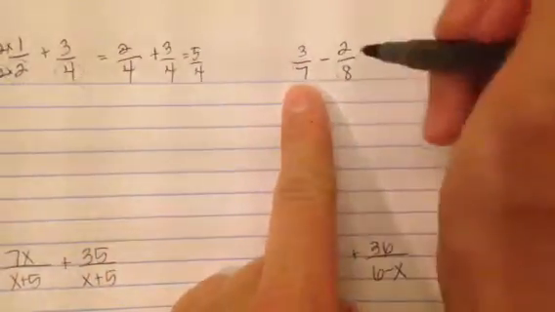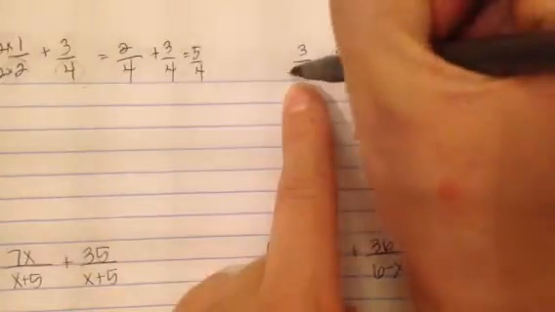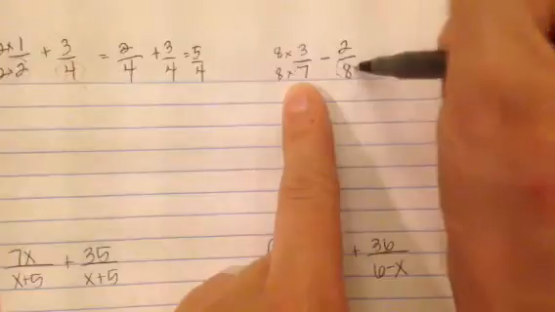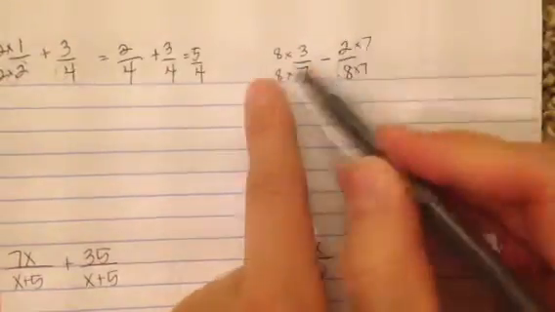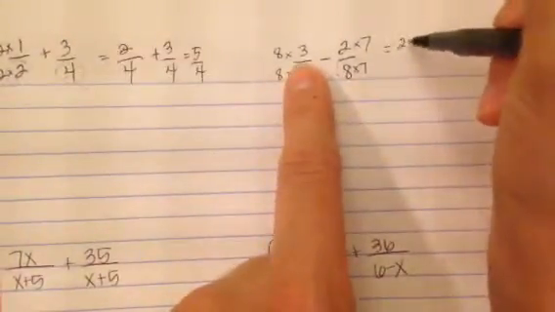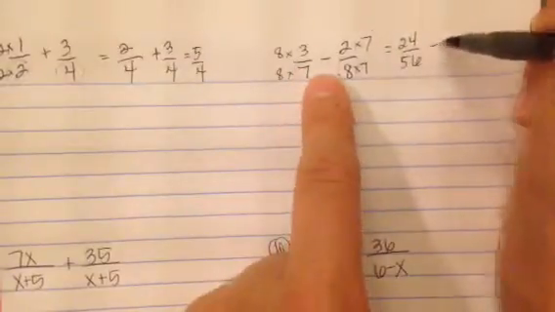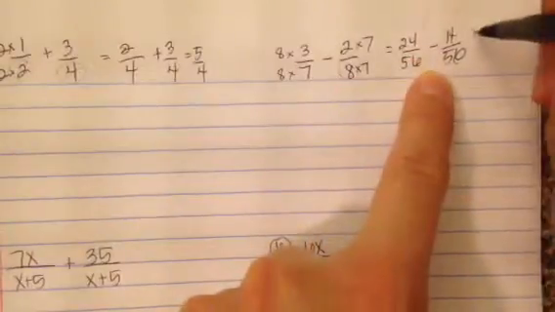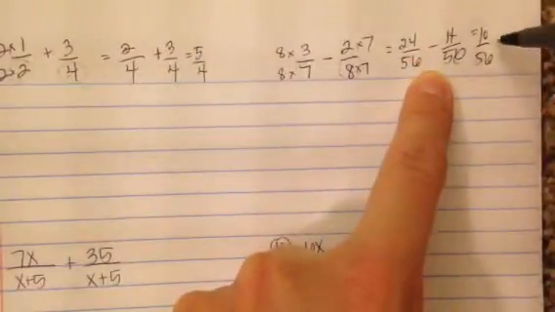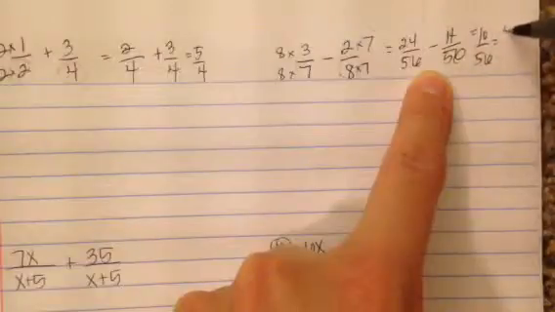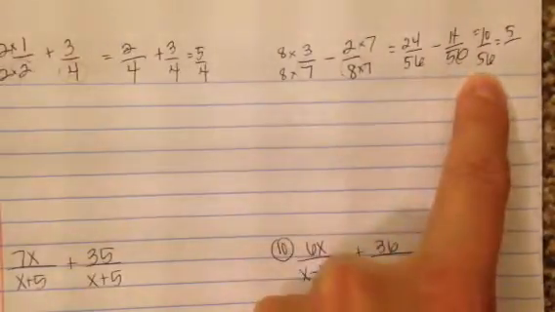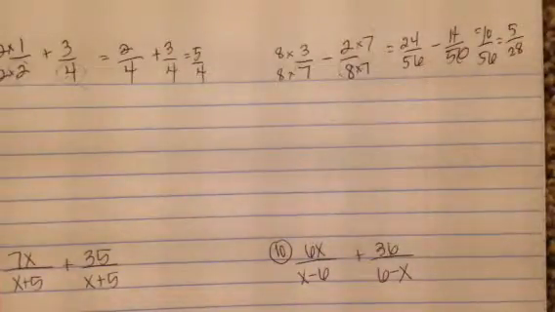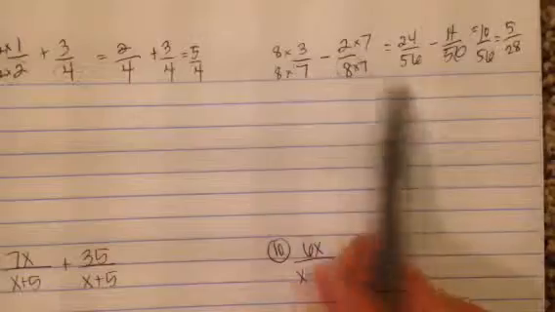So 7 times 8 would be 56, so the bottoms are going to be 56. To get that, I'm going to times this by 8, and this by 8, and this by 7. So you just multiply by the opposites. Then I get 24/56 minus 14 over 56, and then I do 24 minus 14 is 10, and that would reduce to 5, and then 56 divided by 2, that's 28, I think. So 5/28, and that would be your answer. Okay, so that is for adding and subtracting fractions.